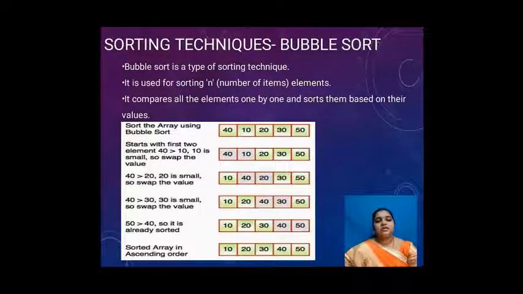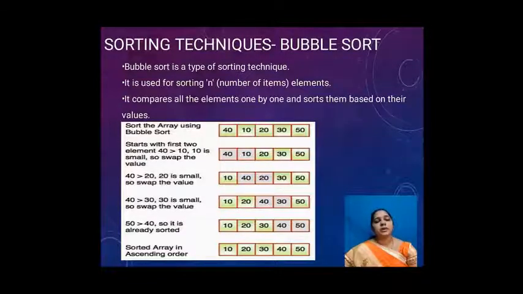At the second iteration, the 40 is compared to the 20. Here 20 is less than 40, so again we swap the two elements. Now the second position is 20 and the third position is 40. Now the 40 is compared with the 30. Since 30 is less than 40, again we swap 30 and 40. Now the third position is 30 and the fourth position is 40.